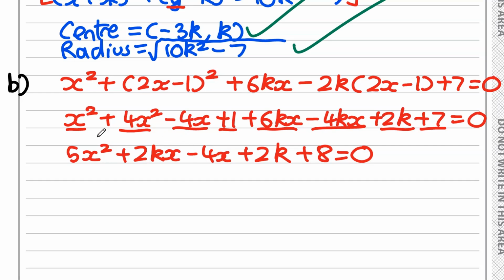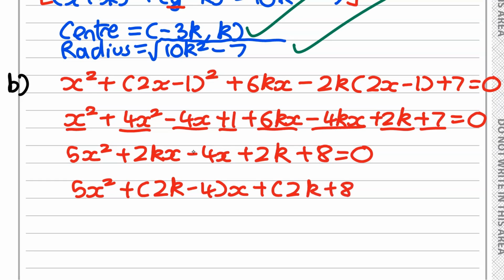Now this here is a quadratic for x. It might be easier to see this if we write it as 5x squared, and then we factorize out the x, so it's going to be plus bracket 2k minus 4, and then x, and then plus 2k plus 8, and this is equal to 0.